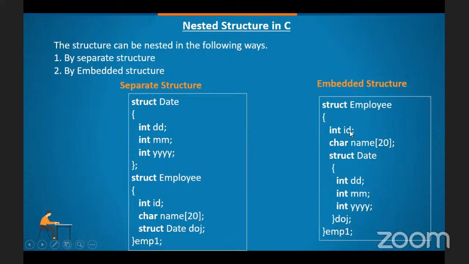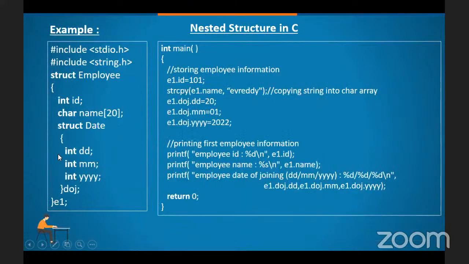How? Like this. ID, name, struct date. Inside you can create DD, MM, YYYY format, DOJ. How can you access this DD? emp1.DOJ.DD. The same as we just executed. emp1.DOJ.MM, emp1.DOJ.YYYY. Like this, you can access nested structure members. How can you access ID? Simply emp1.ID. How can you access name? emp1.name. This is the program I have given, but you can practice it as your assignment.